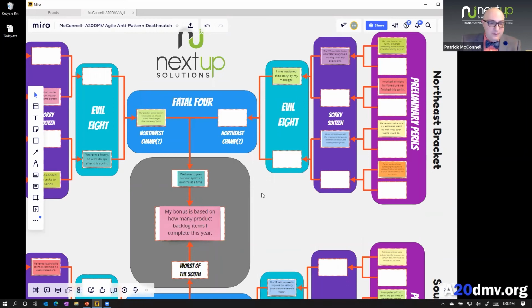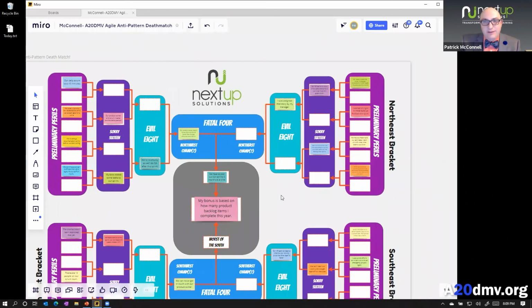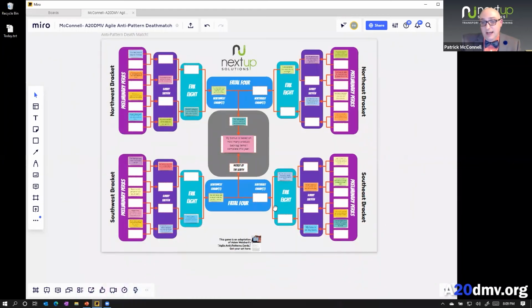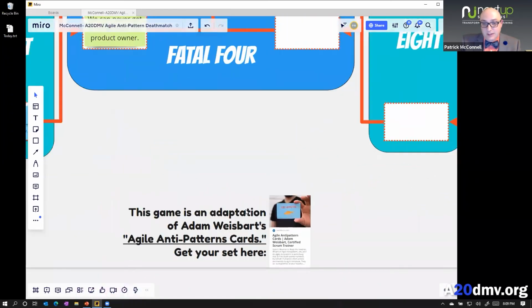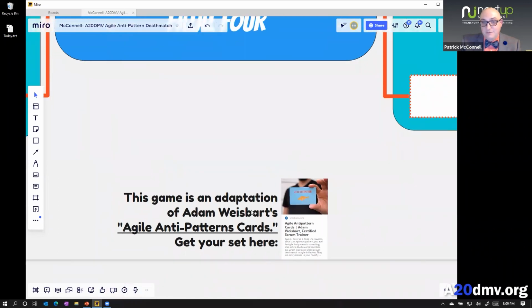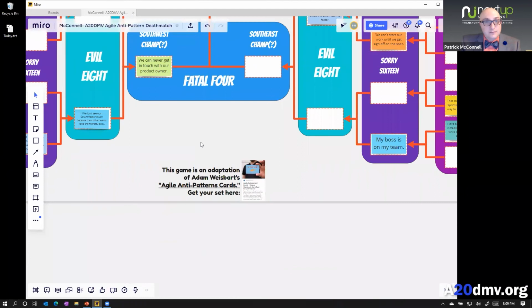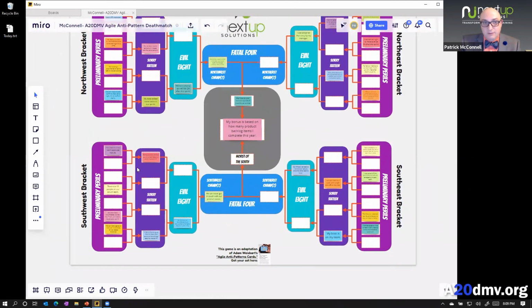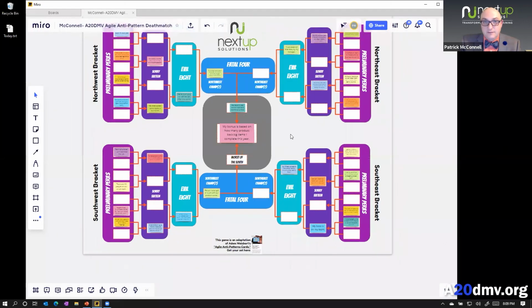Will the link for the Miro be shared so we can try the game with our teams? I can try to do that, yes. The only thing is, I can't really be resetting the board all the time, but you could certainly copy this approach. You could also go to Adam Weisbart's site down here, weisbart.com, and get your very own physical deck of these cards if you want to. So again, he wrote or compiled most of them, and then I wrote a few more just to fill out the full brackets.